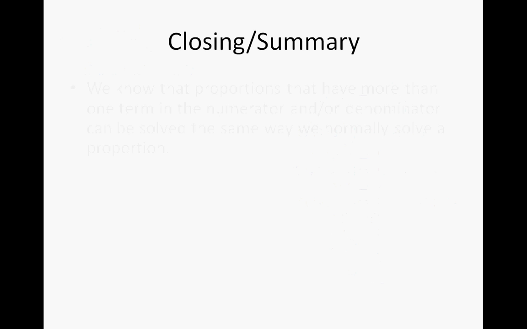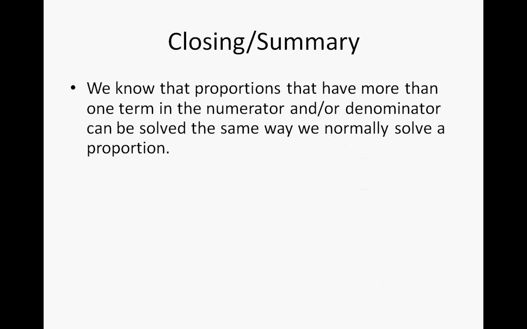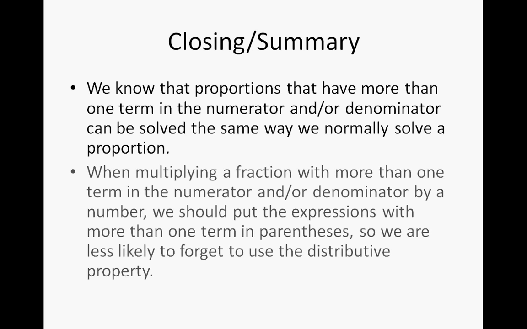All right, so we know that proportions that have more than one term in the numerator and or denominator can be solved the same way we normally solve a proportion. When multiplying a fraction with more than one term in the numerator and or denominator by a number, we should put the expressions with more than one term in parentheses, so we are less likely to forget to use the distributive property.